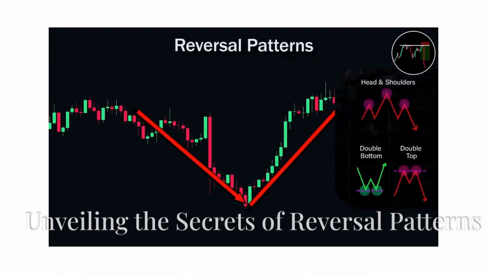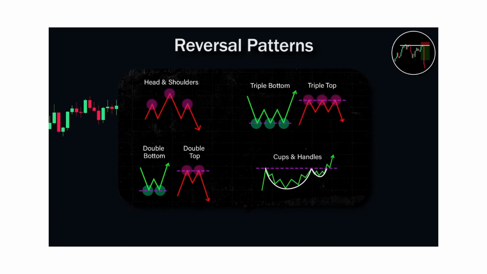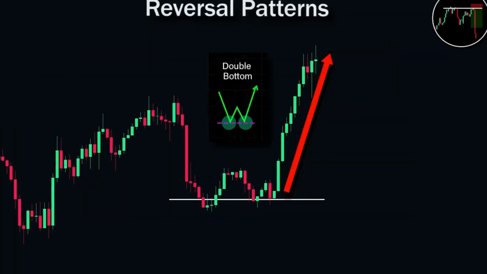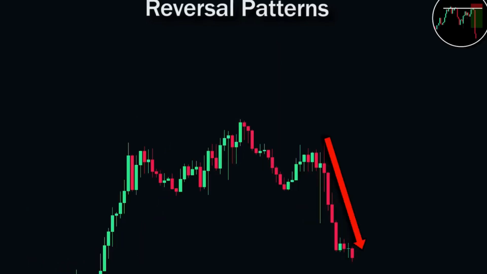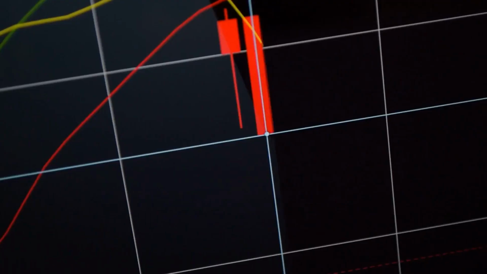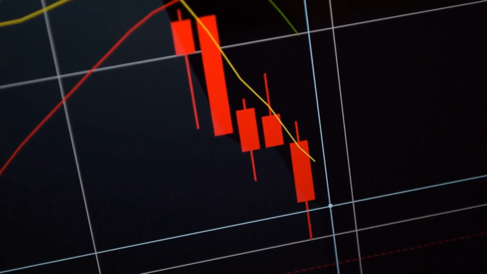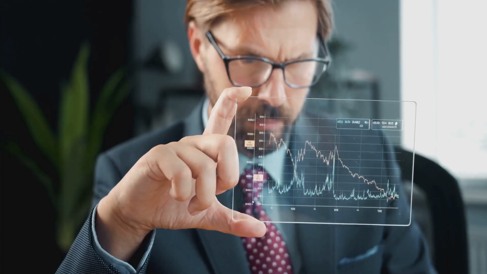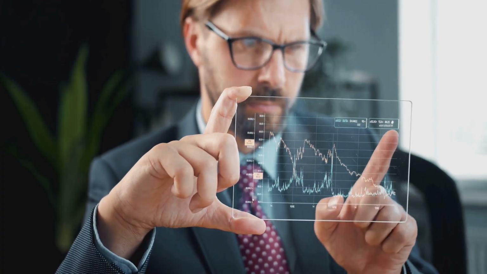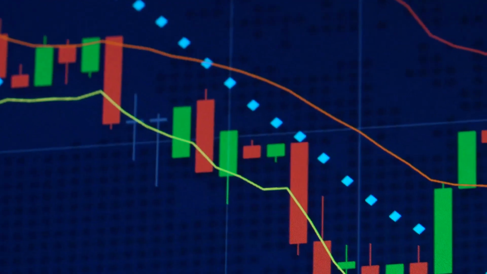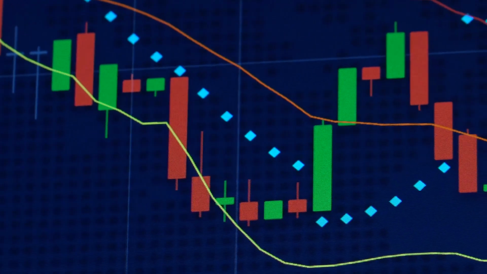Section 6. Unveiling the secrets of reversal patterns. While breakout trading focuses on capturing momentum, reversal patterns help traders identify potential trend changes. These patterns suggest that the current trend is weakening and a reversal in the opposite direction is likely. Recognizing these patterns is crucial for exiting losing trades early and entering new trades in the direction of the new trend. One common reversal pattern is the head and shoulders pattern.